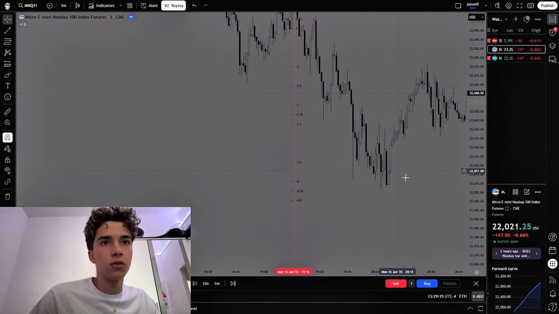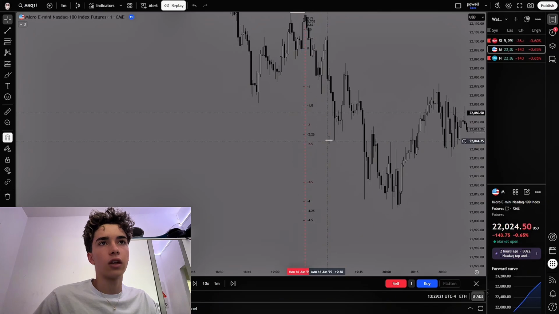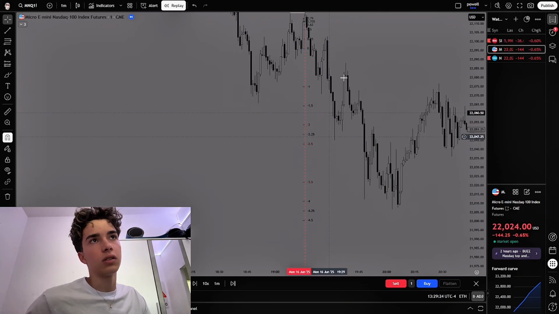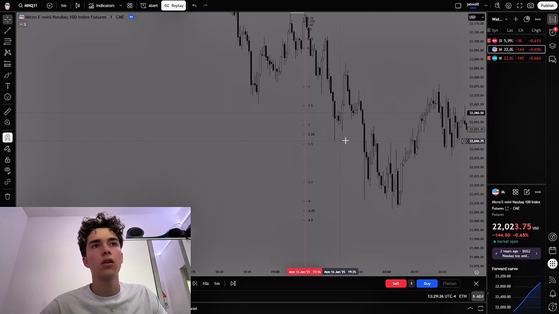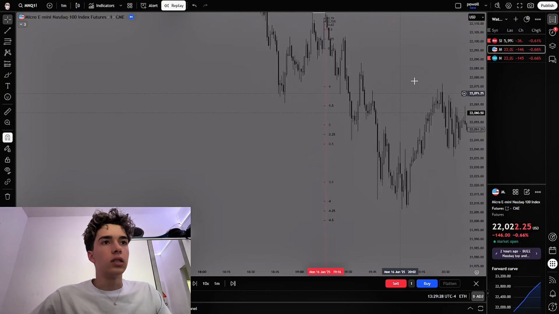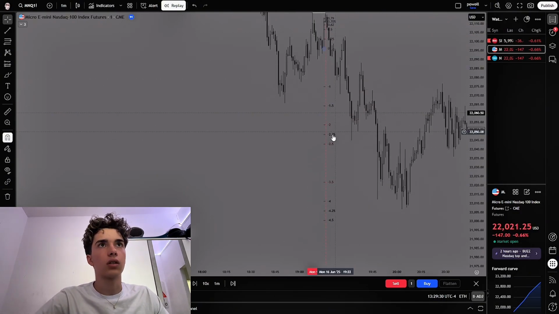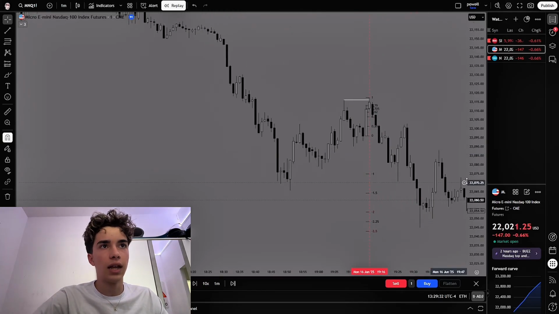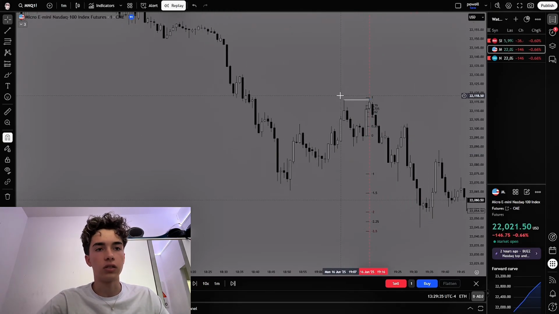What do we aim for? -4 level, touch the -4, reverse. -2.5, touch the -2.5, retrace. See, it's very easy to use. What we mark out, the leg that swept the liquidity, very easy.